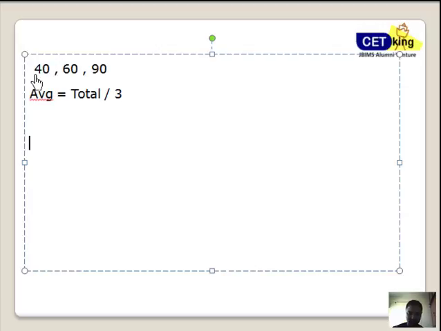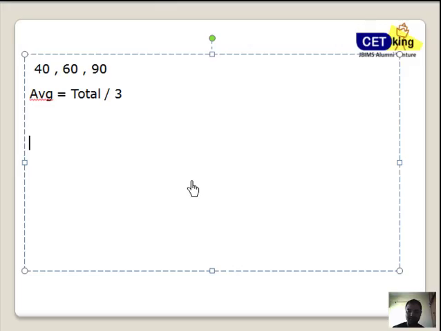Alright, so the objective of my class is to avoid pen as much as possible. So if I look at these three numbers, if I don't want to add and do all the kind of a total, so can I say one thing? If I look at this thing, what is the middle number? 60. So this side is 40, this side is 90. So average will be around 60.